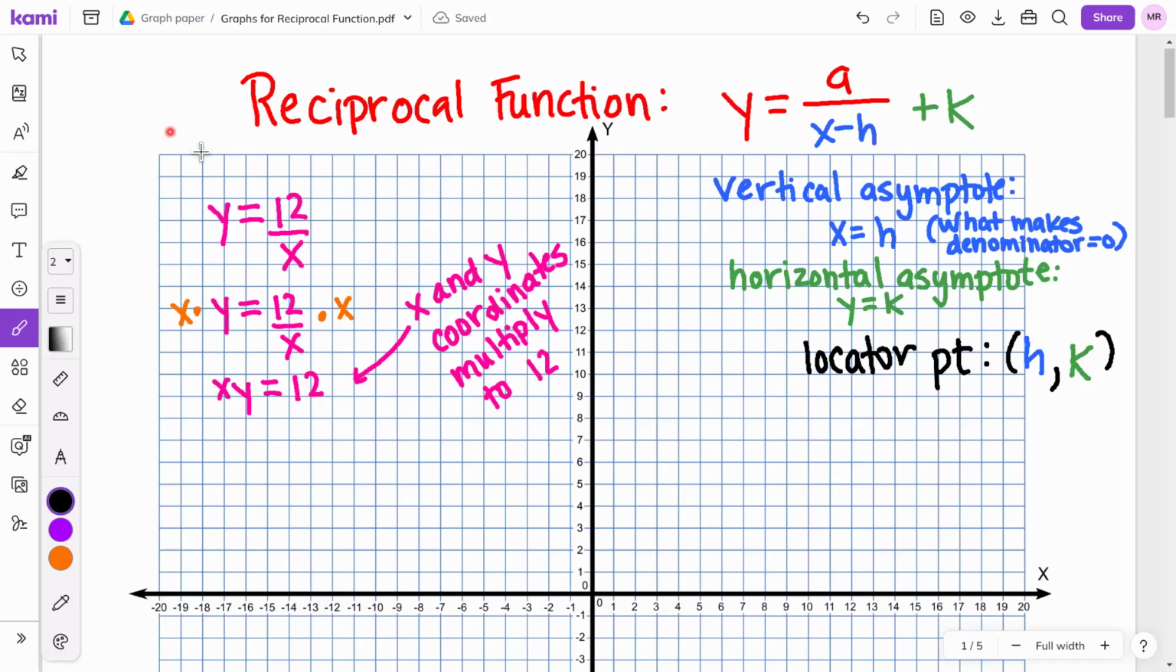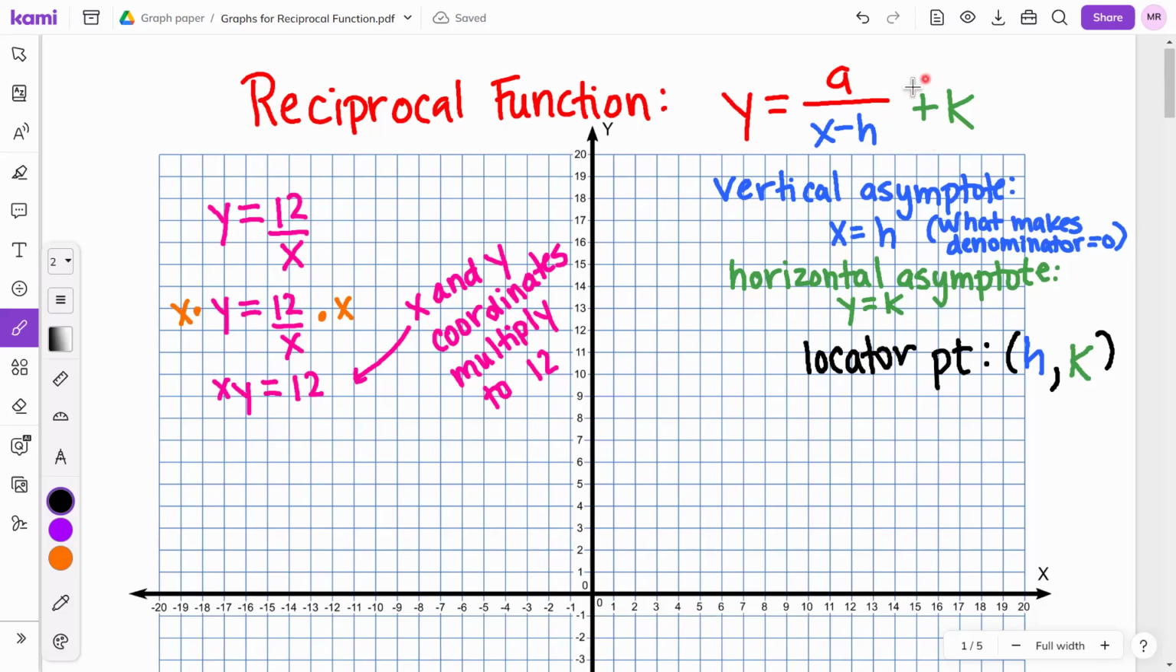So this video is on the reciprocal function. The general equation is y is equal to a, which is the stretch, times 1 divided by x minus h, plus k. So a is our stretch. The x minus h, notice that it's in the denominator. So we can never have 0 in the denominator. So whatever makes this denominator 0, that is going to be our vertical asymptote.